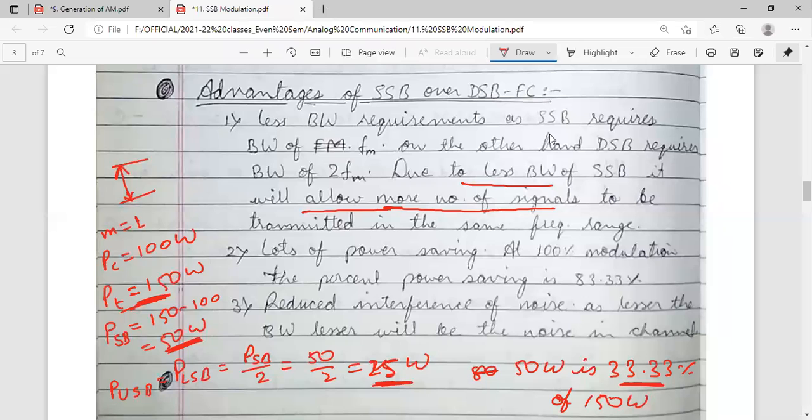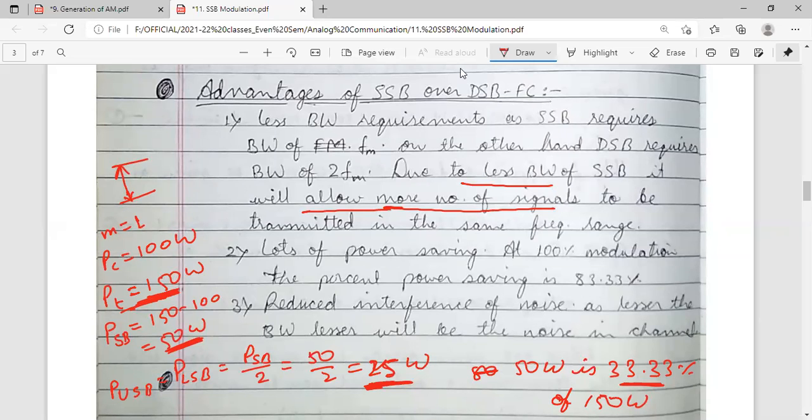पावर सेविंग मतलब क्या? अगर हम दोनों साइड बैंड्स को ट्रांसमिट करते तो हमें 50 वाट का कंजम्पशन होता. हाँ, और सिर्फ सिंगल साइड बैंड को ट्रांसमिट कर रहे हैं, then we are using only 25 watt. If we use the double sideband modulation, in that case we are consuming this 150 watt. So instead of this total power 150 watt, we are consuming only 25 watt. So we are able to save a lot of power.